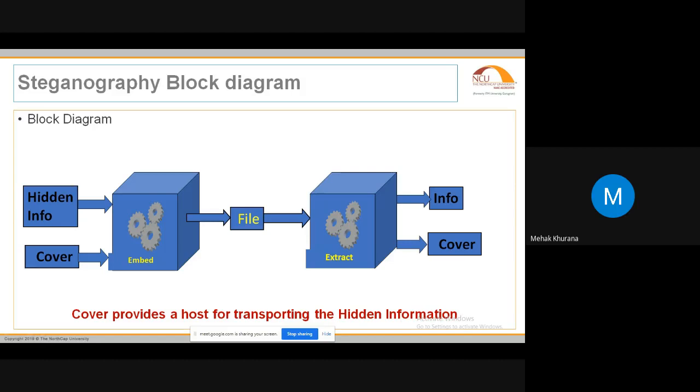So you can read the last line here. The cover provides a host for transporting, because I cannot send the message directly from the source to the destination. There has to be a cover, and inside it I need to hide the message. So next, please.